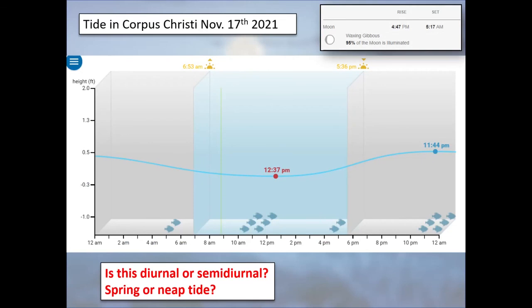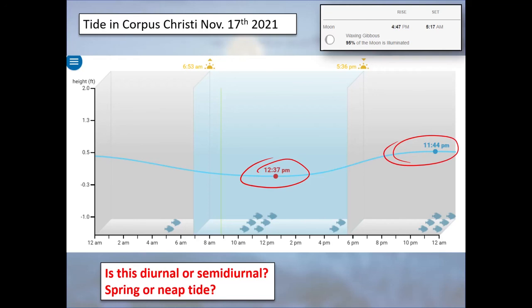So here's just, I go to my favorite fishing website to look at the tides. And of course, if you fish, and I know some people in our class fish, you look at the tides a lot because it makes a big deal. And so this is showing the tides in Corpus Christi over the course of a day. I took this on November 17th. So here's a question for you. Is this a diurnal tide or a semi-diurnal? You should notice that we only have one low tide and one high tide, right? During the course of this day.